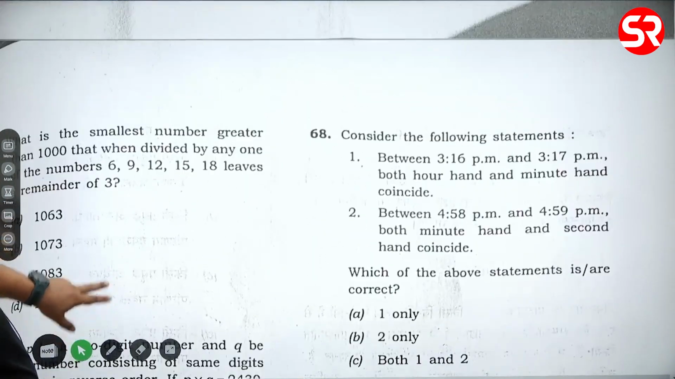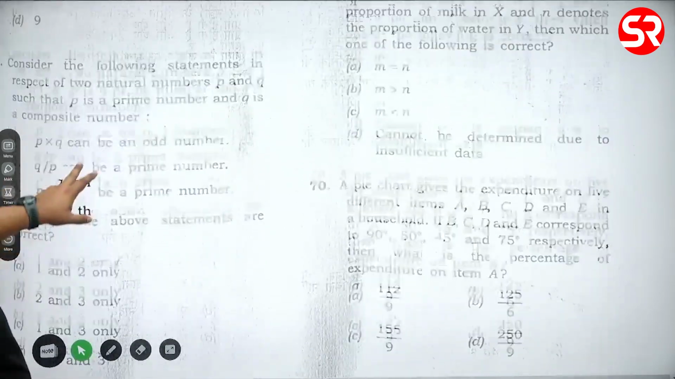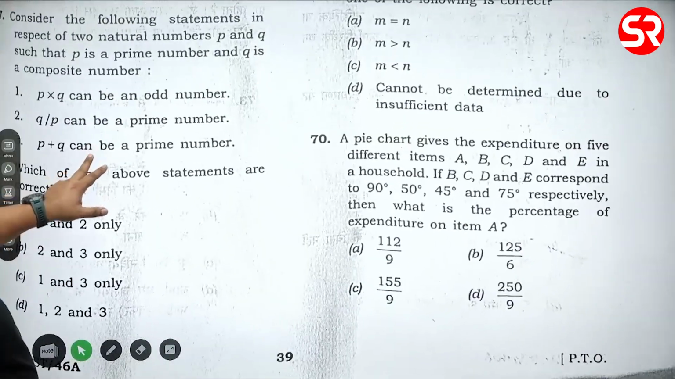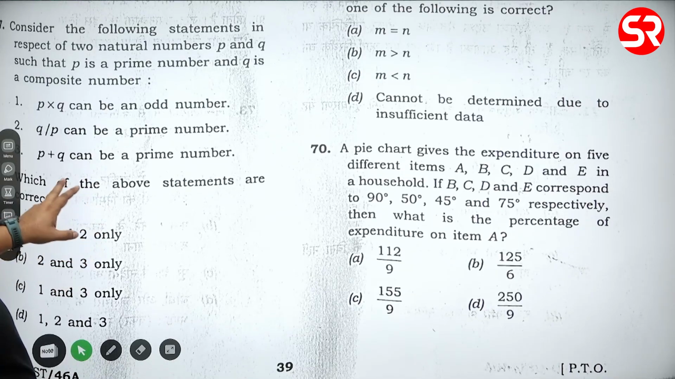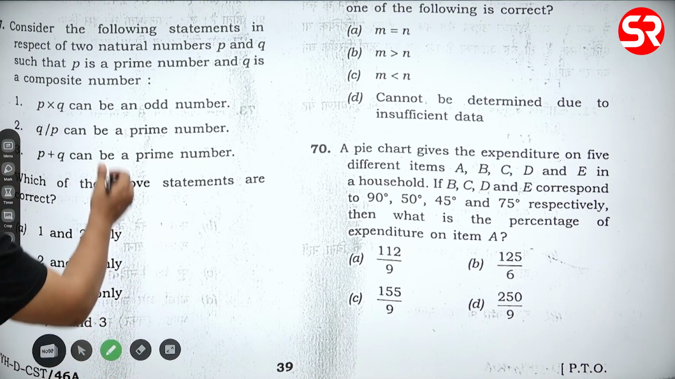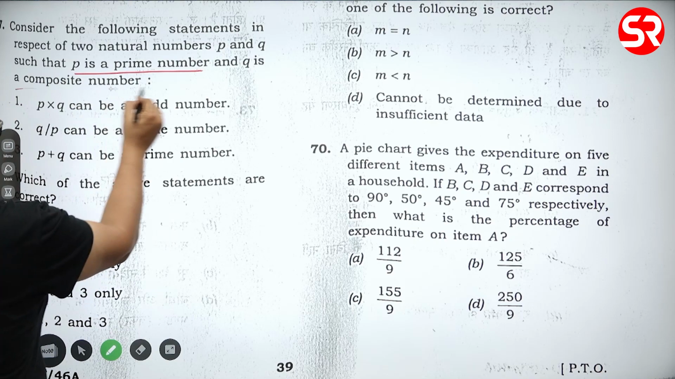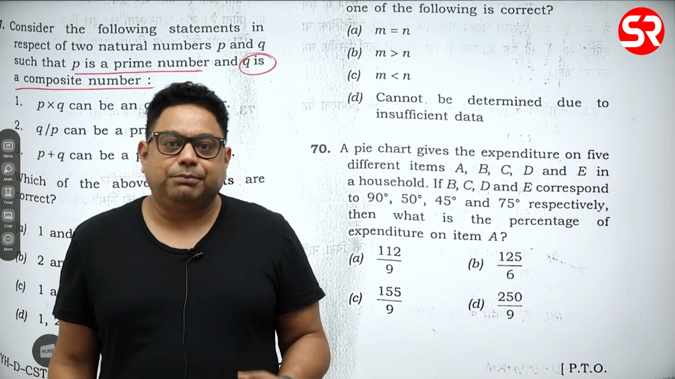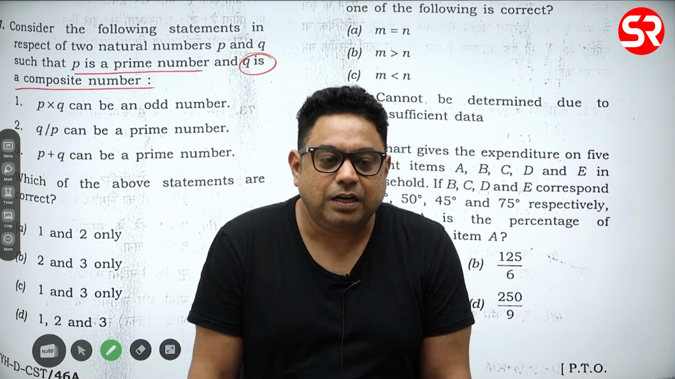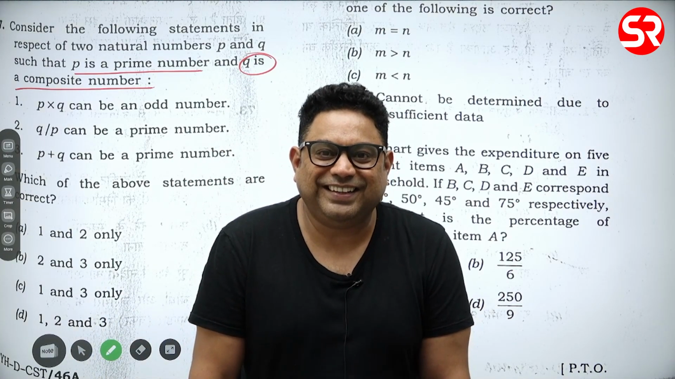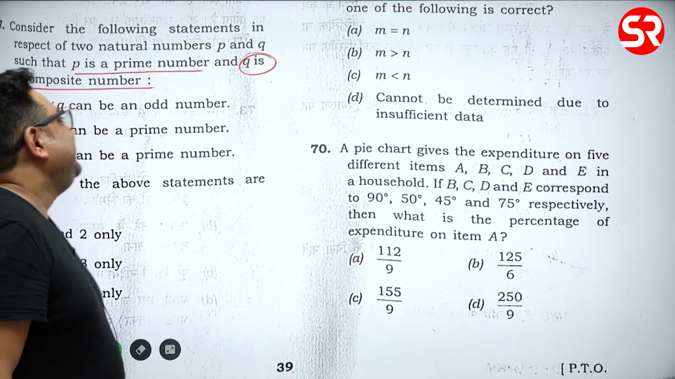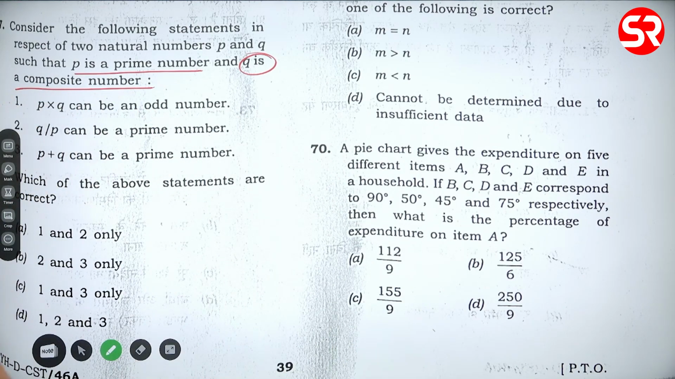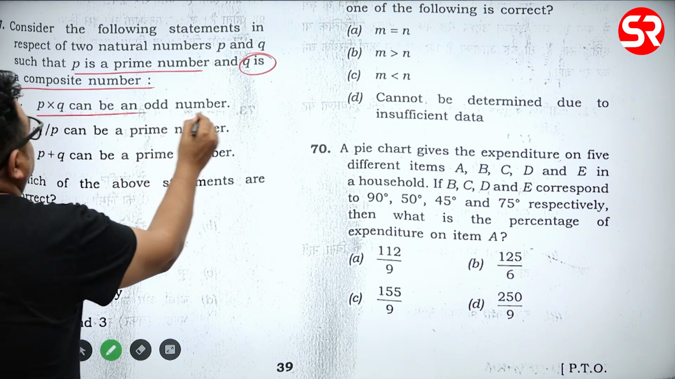67. He says consider the following statements in respect to two natural numbers P and Q such that P is a prime number and Q is a composite number. What is a prime number? Numbers having only two factors are prime numbers. Composite numbers, numbers having more than two factors, are composite numbers. Agreed? Everyone knows, right? Then he says P into Q can be an odd number.